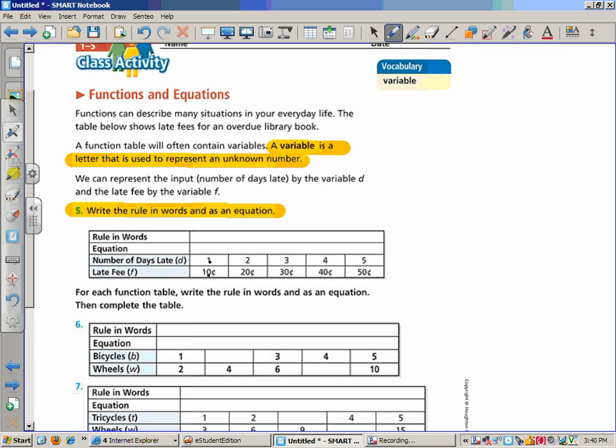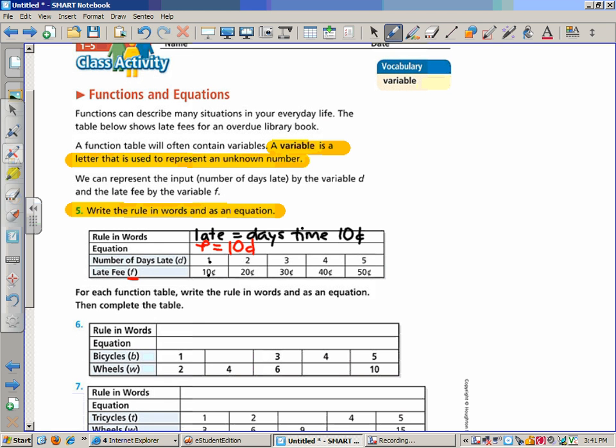So for that first one, a late fee equals days times 10 cents. So a late fee equals your days times 10 cents. Okay. So what would that equation look like? It says late fee, we're going to use a variable F, equals your number of days times 10. So 10 times days.